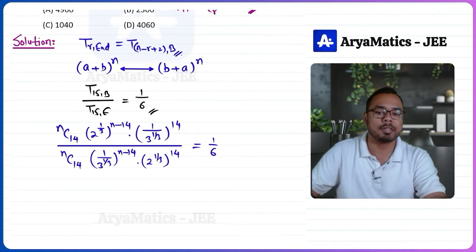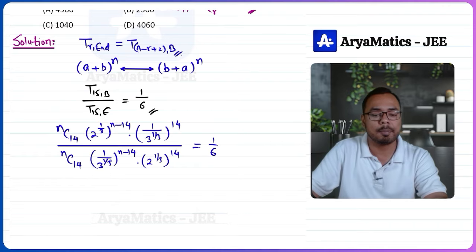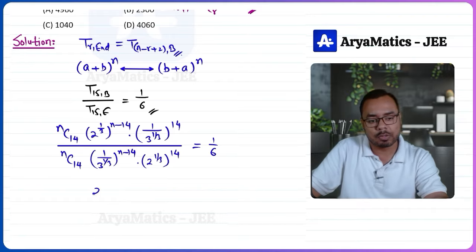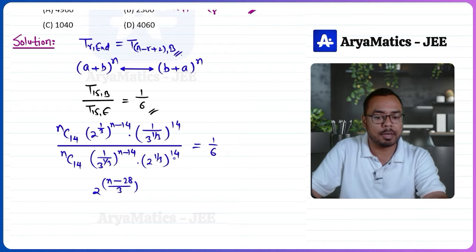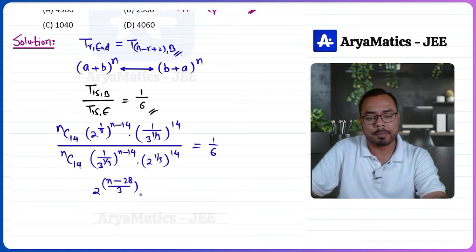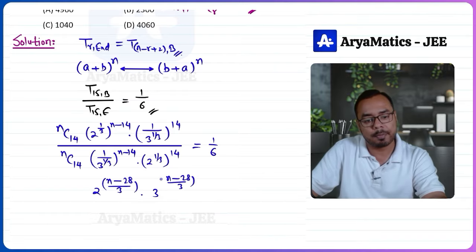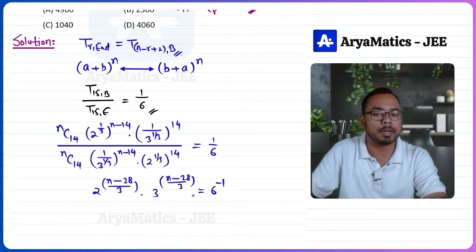So now let us simplify this one. Clearly, you can see that nC14 will cancel, and then you have 2 raised to (n - 14 - 14), that will become (n - 28)/3. That is n - 14 minus another 14, and this is 2^(1/3), so 2 raised to (n - 28)/3. Similarly, here this term will go in the numerator, so you have 3 raised to n - 14 - 14, that means (n - 28)/3. And on the right-hand side, we have 6 raised to minus 1.